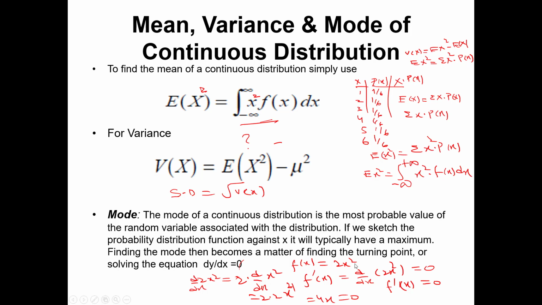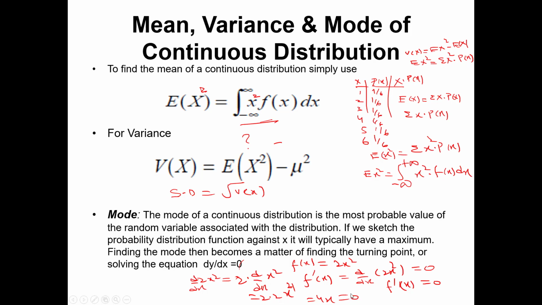For example, this is f of x. You need to take the differentiation of this. What will it be when you differentiate it? It will be 2 into the derivative of x square, because 2 is a constant. The 2 comes out, so 2 into x to power 2 minus 1. So it will be 4x.